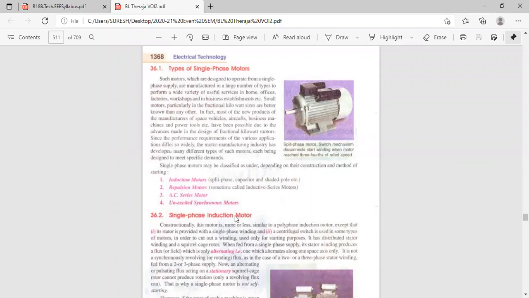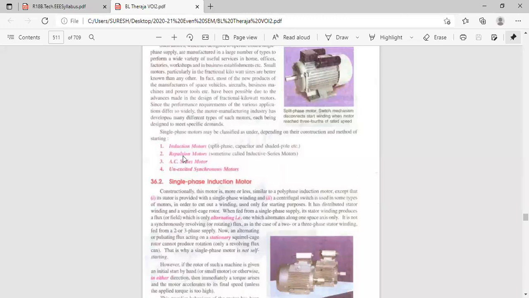See, single-phase induction motor. In your syllabus, you have only the first type. Repulsion type is not in your syllabus. AC series motor is not in your syllabus. Unexcited synchronous motor is not in your syllabus. They mention only split phase and capacitor type, the single-phase induction motor. We'll discuss what this is. First, we'll see what an induction motor is.